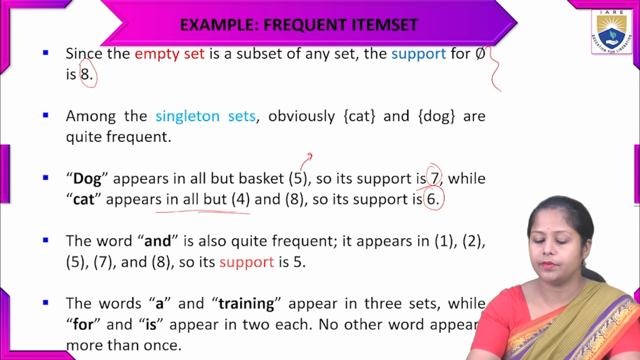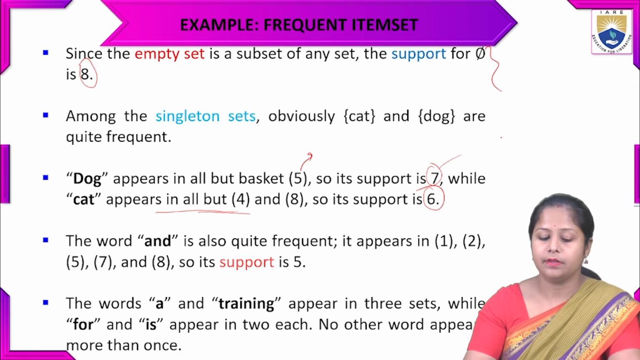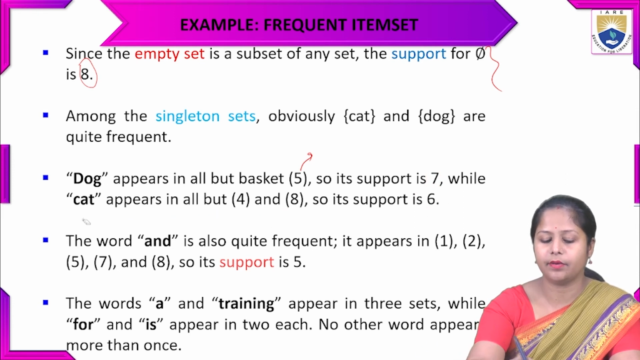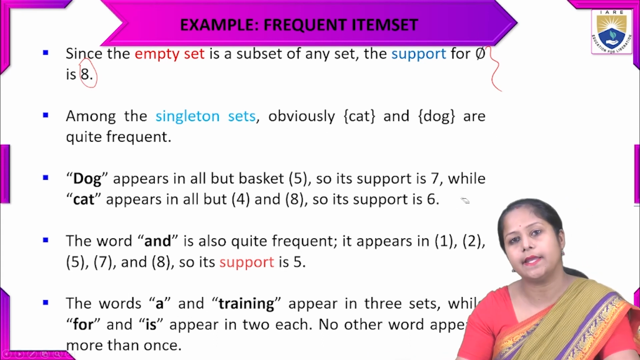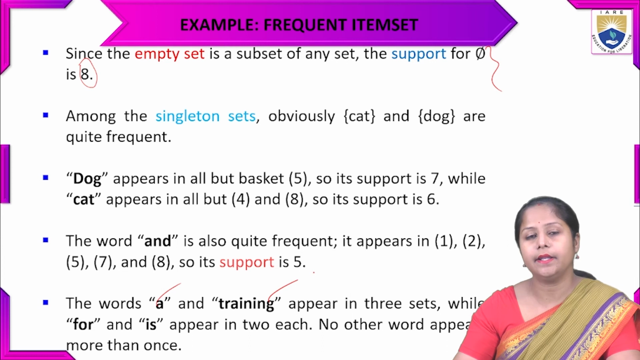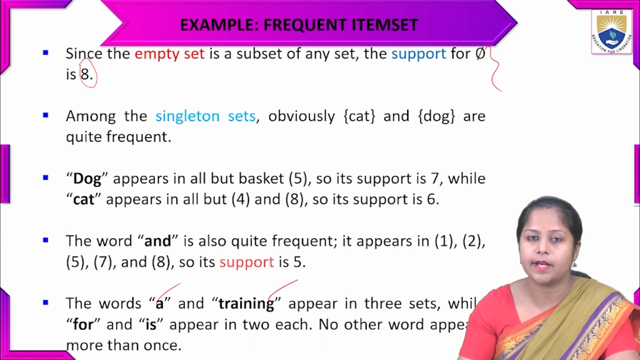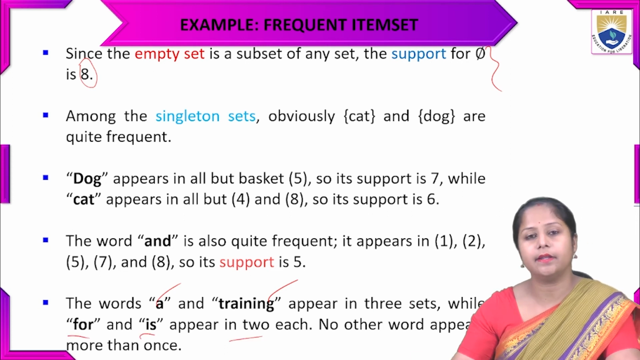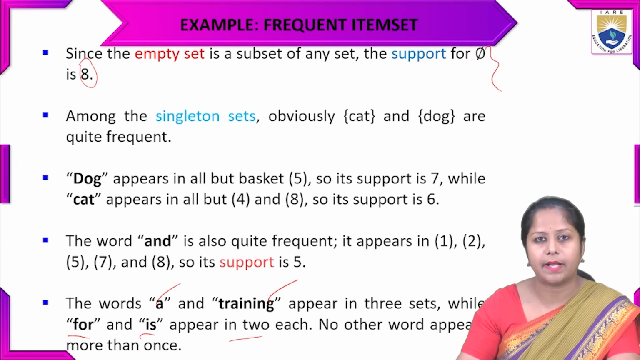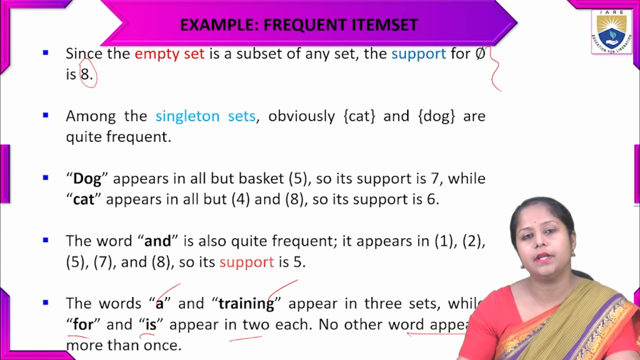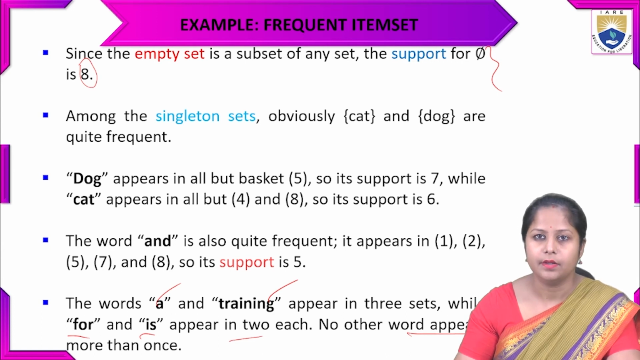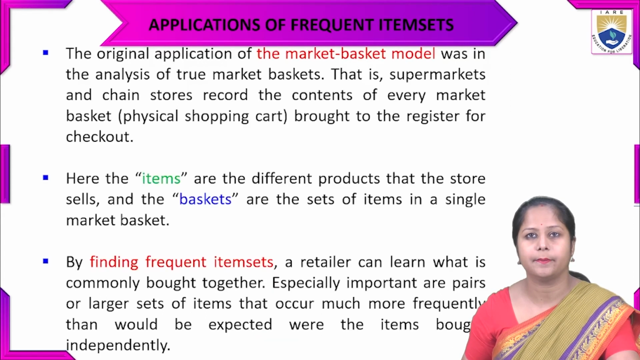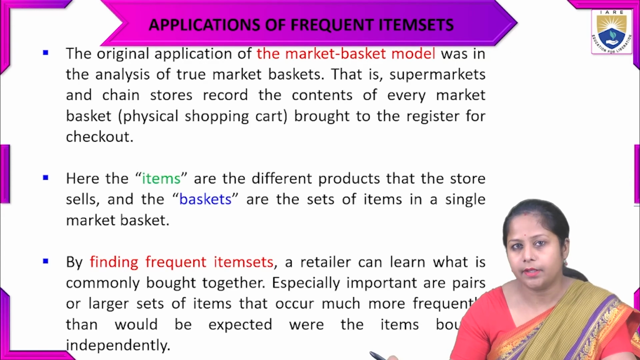In the other baskets, what we have seen is 7 times. The cat that appears in all of the baskets except 4 and 8, the support we count as 6. The words A and training appear in 3 sets. While for and each, they appear in 2 of the baskets. No other words appear more than once. So these were the words that frequently occur in these 8 baskets. So we have completed that example.